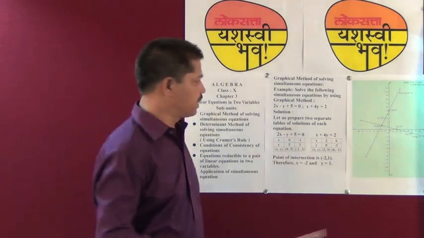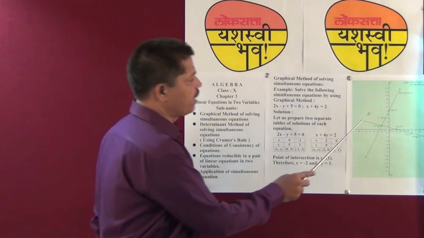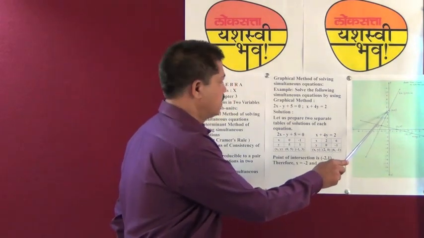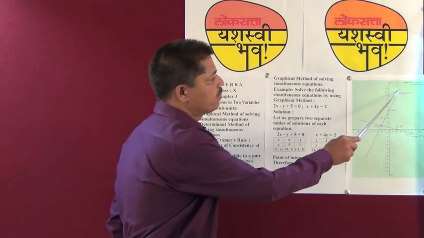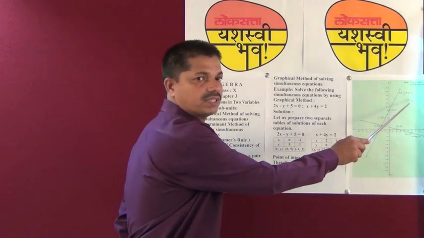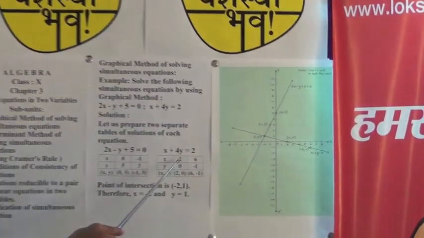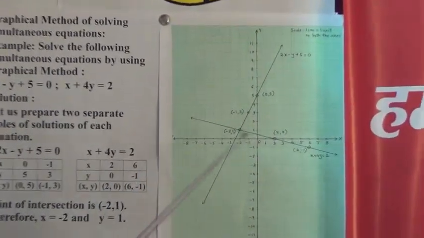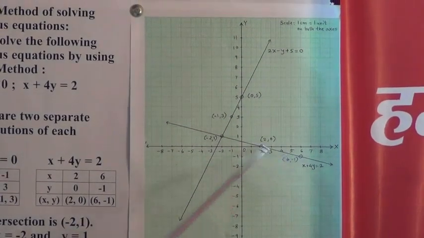If you see the graph paper here, you will find we have plotted the points (0, 5) and (minus 1, 3), and we have drawn a line. This is 2x minus y plus 5 is equal to 0. Then we have plotted the points (2, 0) and (6, minus 1), and we have joined these two points to draw the line x plus 4y is equal to 2.